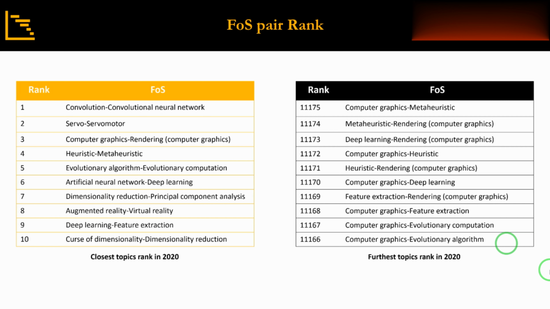In order to find the most converging topics, we first define the concept of topic pair rank. To get the rank of each topic pair in each year, we first sort the topic pairs based on their pairwise distance. Then we assign a rank to each FOS pair, so that the first rank is allocated to the topic pair with the shortest pairwise distance. The last rank belongs to the topic pair with the largest distance among all other topics. We use the rank of topic pairs to examine the convergence and divergence of topics.